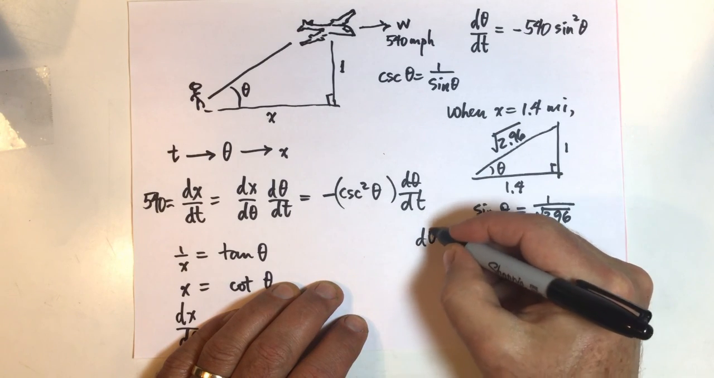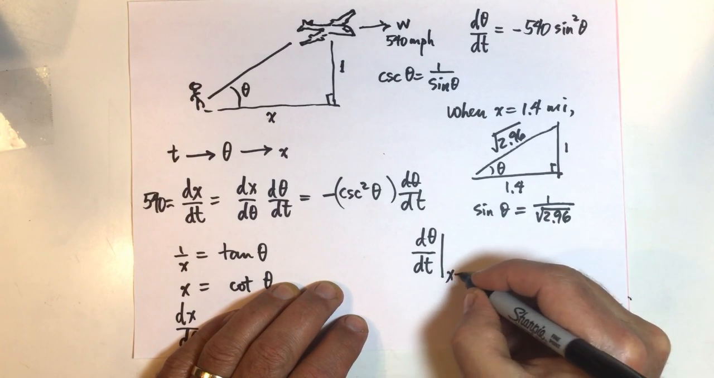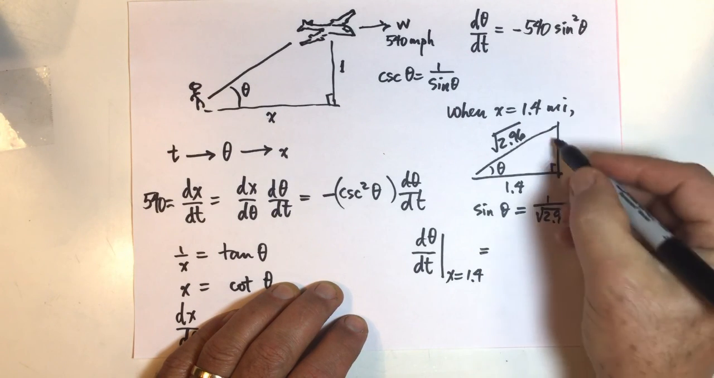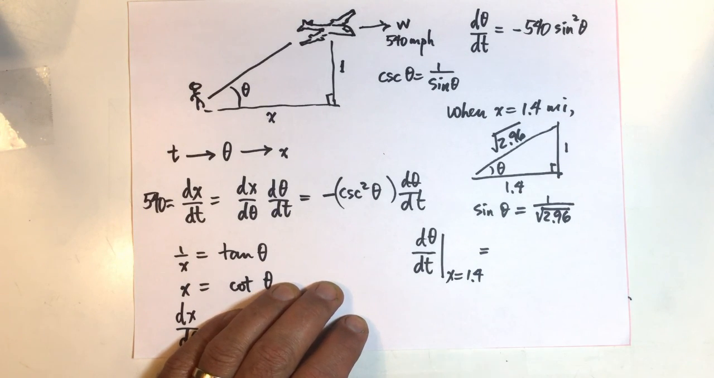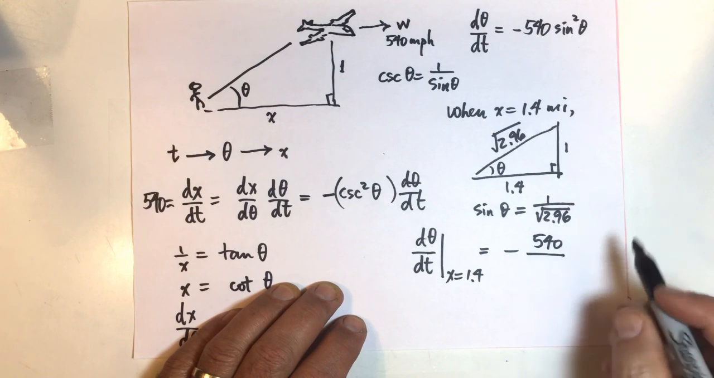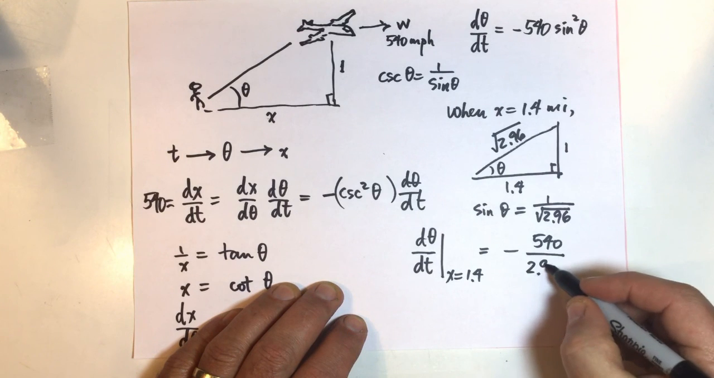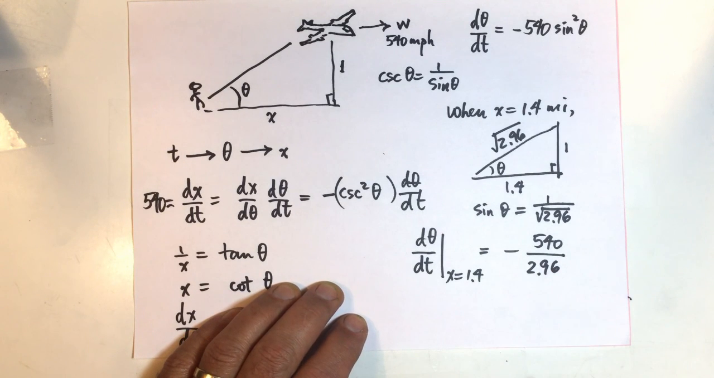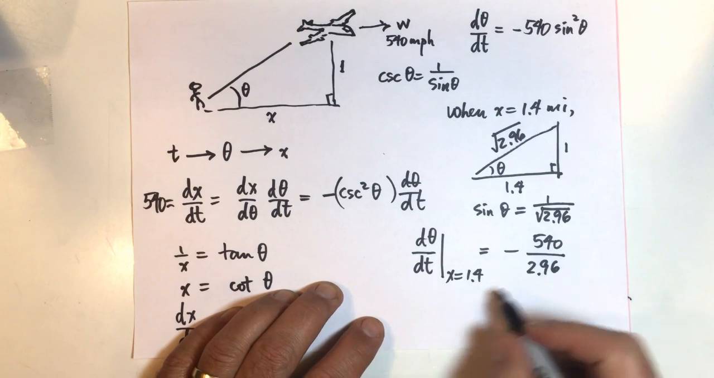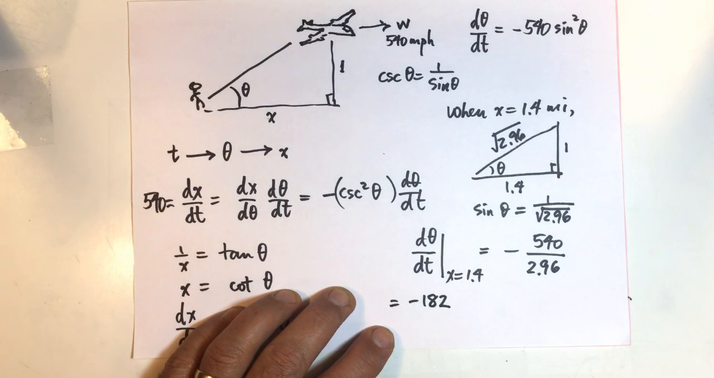So d theta by dt evaluated at a point in time. Just substitute in when x is 1.4 miles. And that gives us all these values, including the sine of theta. So it's minus 540. And we're taking sine squared. So we take this value squared, and it's 2.96 in the denominator. So that's not too bad. That's actually, well, minus 182 is the rate of change.